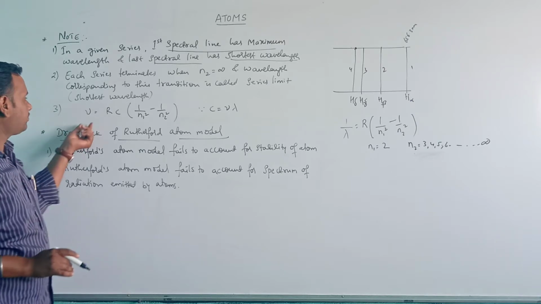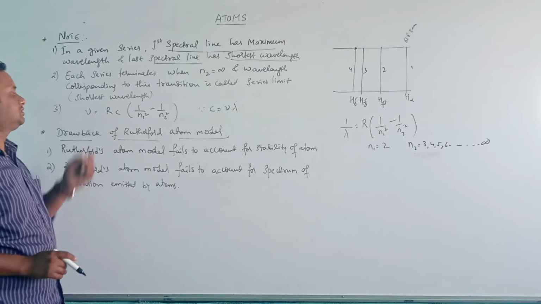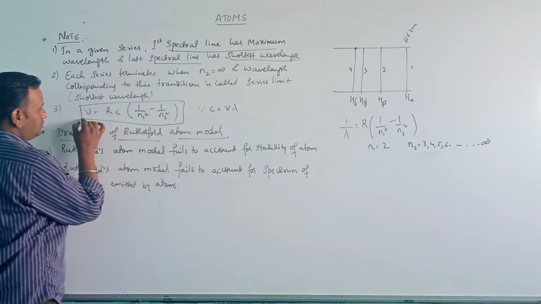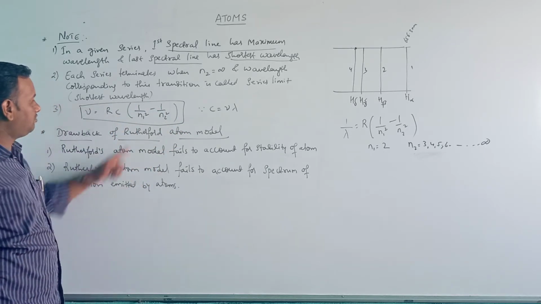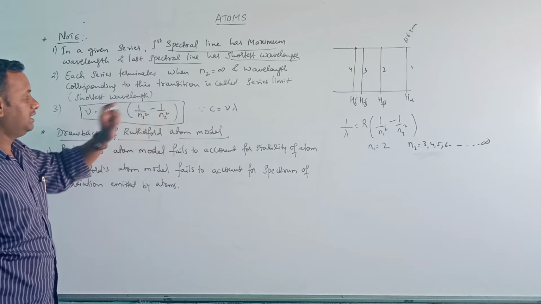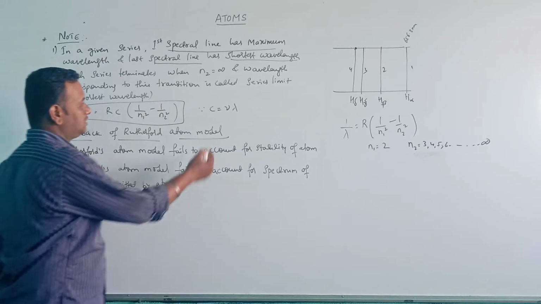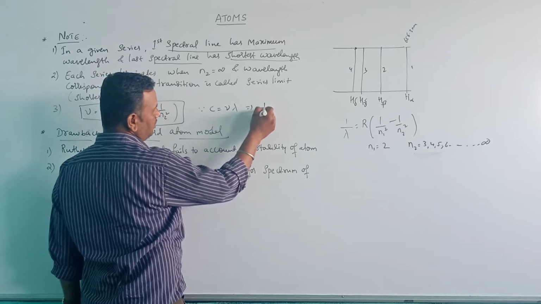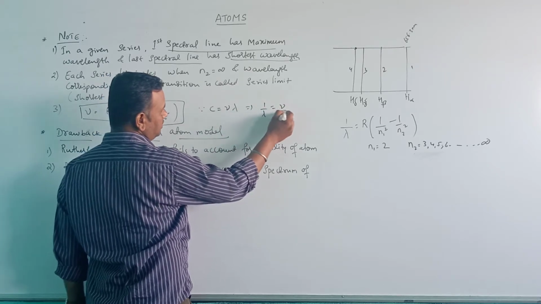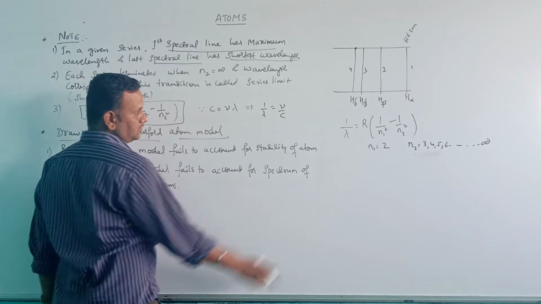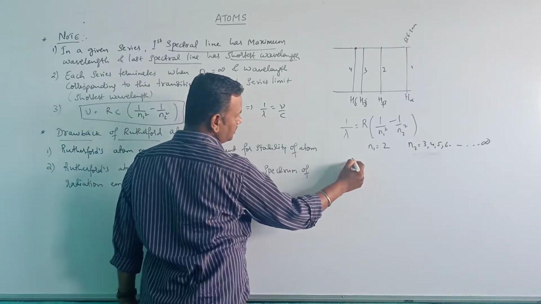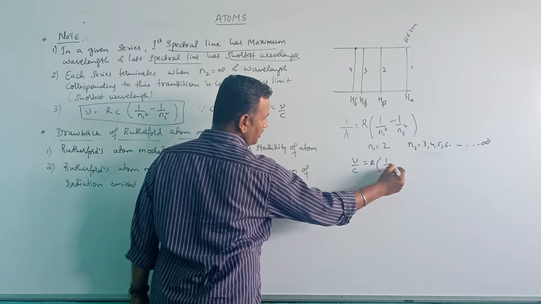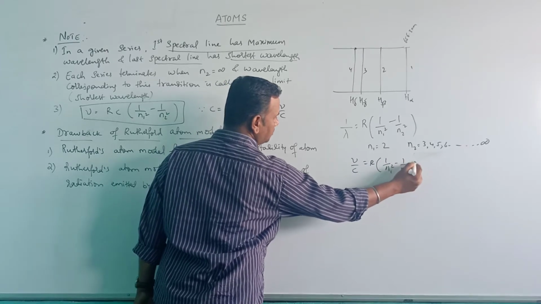To find the frequency of each spectral line, we use this formula: nu is equal to R into C into (1 by n1 square minus 1 by n2 square). So we can write 1 by lambda as nu by C, which is equal to R into (1 by n1 square minus 1 by n2 square).